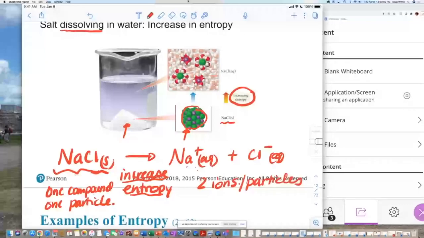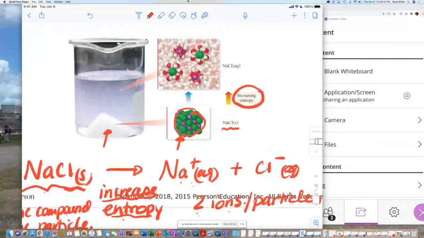Remember when we're talking about the W value, the more particles, the higher the W value, the more energetically equivalent ways, and therefore the more entropy. In other words, the more people at the party, the more fun. So two ions or particles, more random. Okay? Increased entropy. Any questions about this?